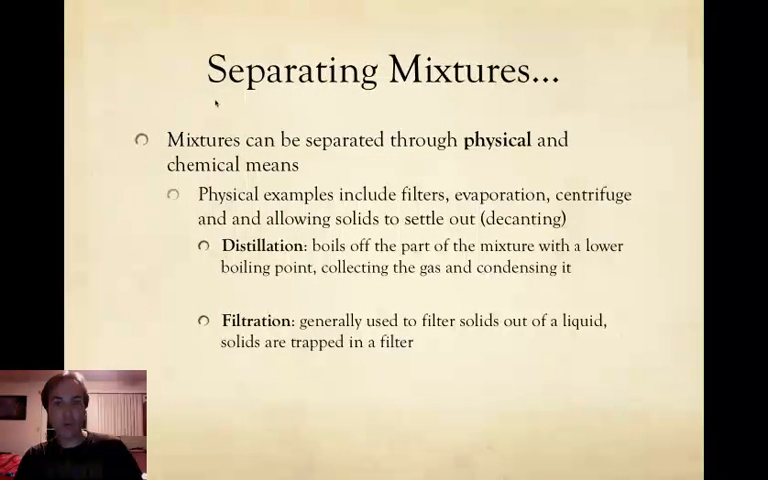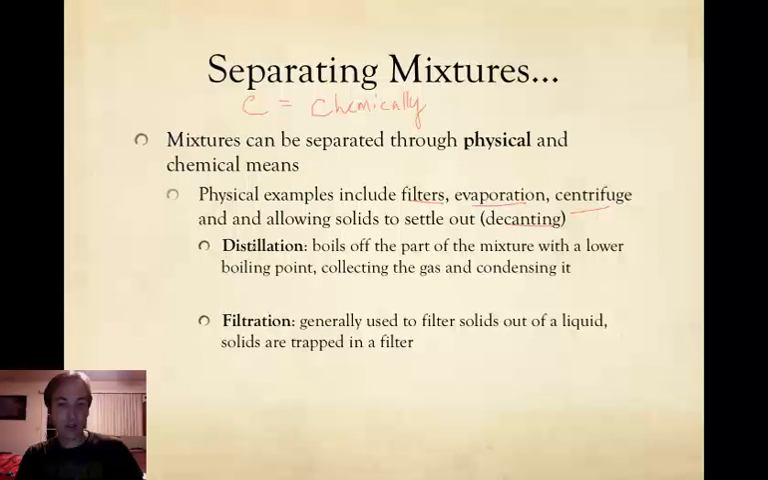Now, one important thing about mixtures versus compounds is the idea of how to separate them. We said that compounds have to be chemically separated. So think of the C in compounds standing for chemical. They're chemically combined, they have to be chemically separated. Mixtures, on the other hand, can be separated through physical or chemical means. It depends on the type of mixture and how you want to do it. Physical examples will include things like filters, evaporation, centrifuge. You could allow the solids to settle out, something we call decanting. The two big types of physical mixture separations that I want to talk about are distillation and filtration.